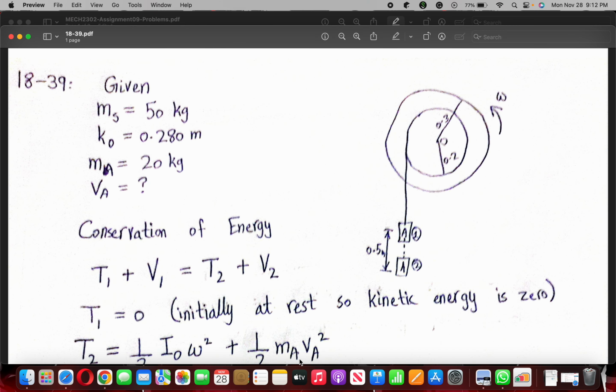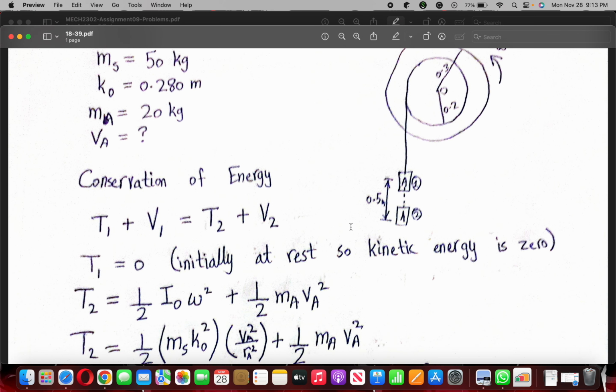For this we are given the mass of the spool, which is 50 kg, the KO, the radius of gyration, 0.28 meters, the mass of block A is 20 kg, and we have to find the velocity VA. The total radius is 0.3 and the other radius is 0.2, and we have to use the conservation of energy rule. As we can see in the diagram, this is block A in its initial position, and then it descends to a new position, that is state 2, which is 0.5 meters below.